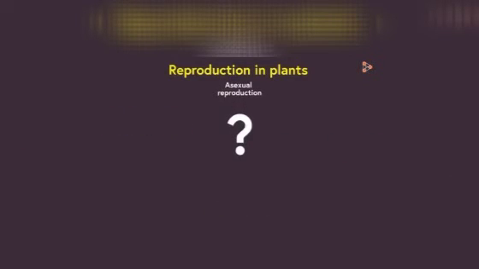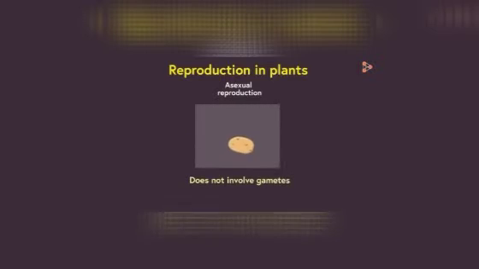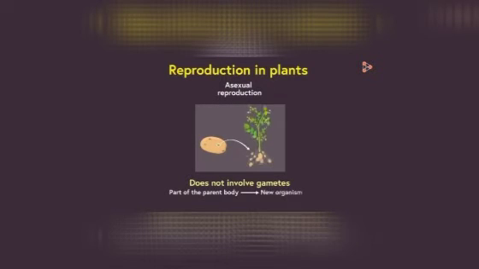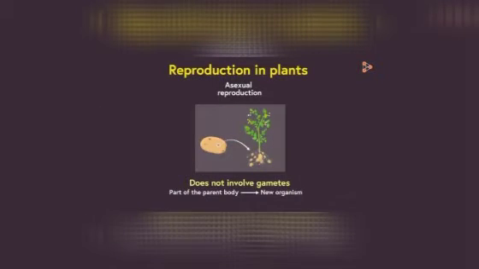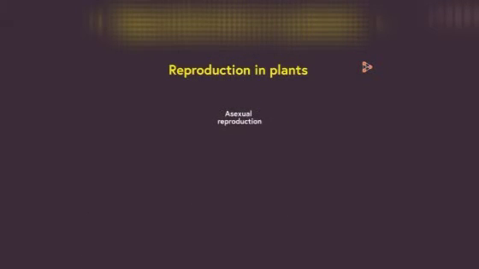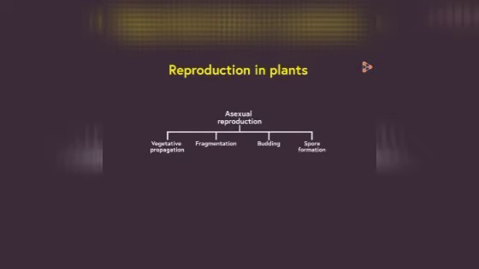In contrast to the previous type, asexual reproduction does not involve gametes. It is a type in which some part of the parent body will be capable of growing into a new organism. Interesting, isn't it? But which part of the parent body will grow into a new organism? Based on various factors, asexual reproduction is further categorized into subtypes. A few of these include vegetative propagation, fragmentation, budding, and spore formation. Let's get introduced to each type in detail in the upcoming videos.